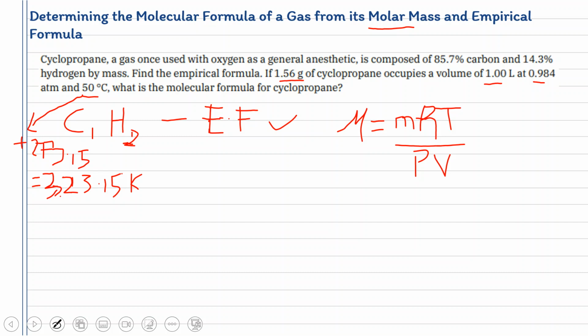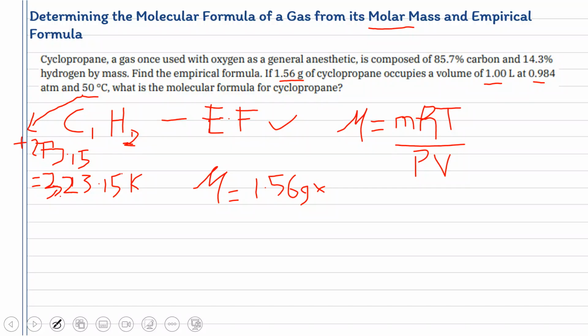Now we can go ahead and substitute. Take your equation and just substitute. So let's do this. Molar mass, or molecular formula, is going to be equal to, what's our mass? Our mass has already been given in grams. It's 1.56 multiplied by, what's our gas constant? Remember, you have to choose between the gas constants you want to use. I am going to go with the gas constant that has ATM, because my pressure is in ATM.